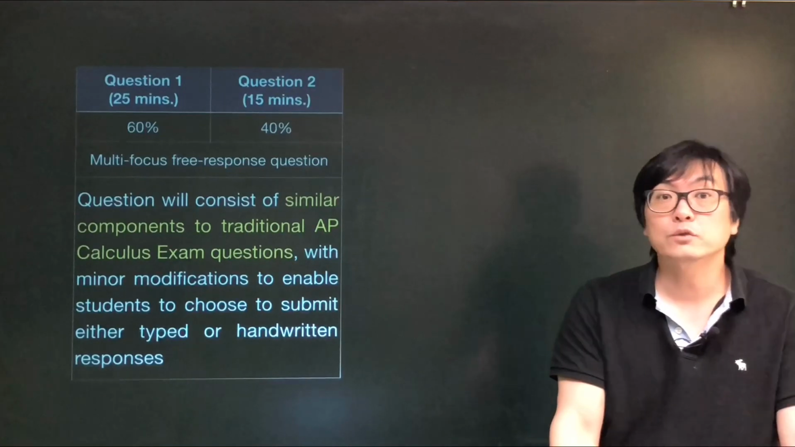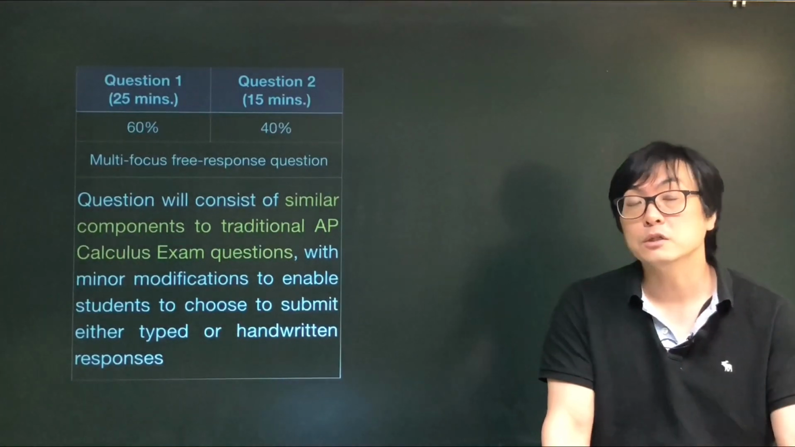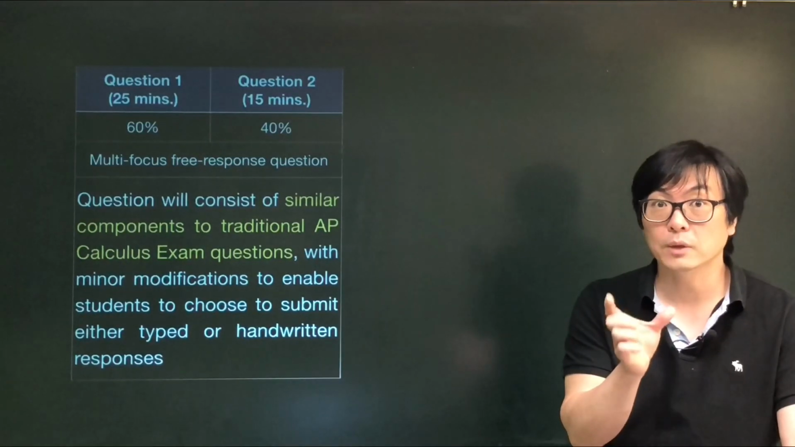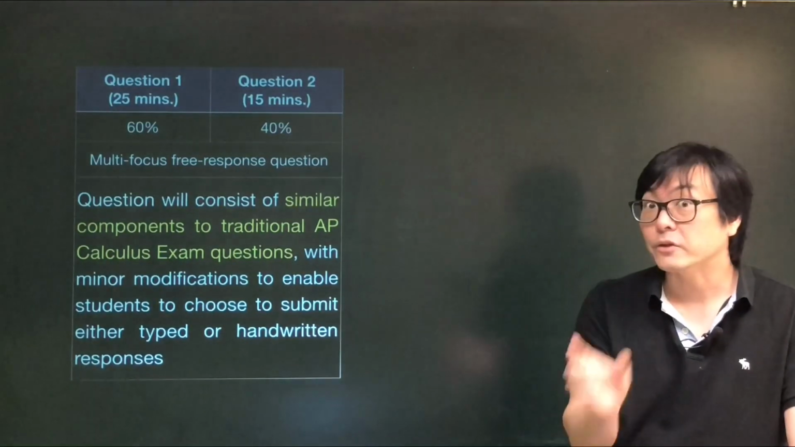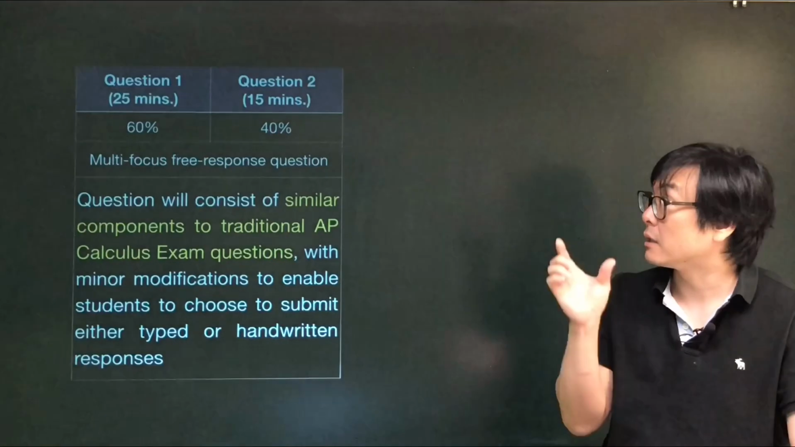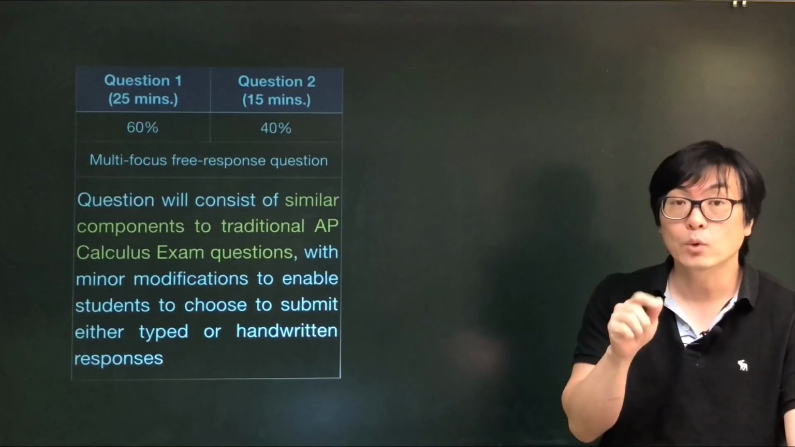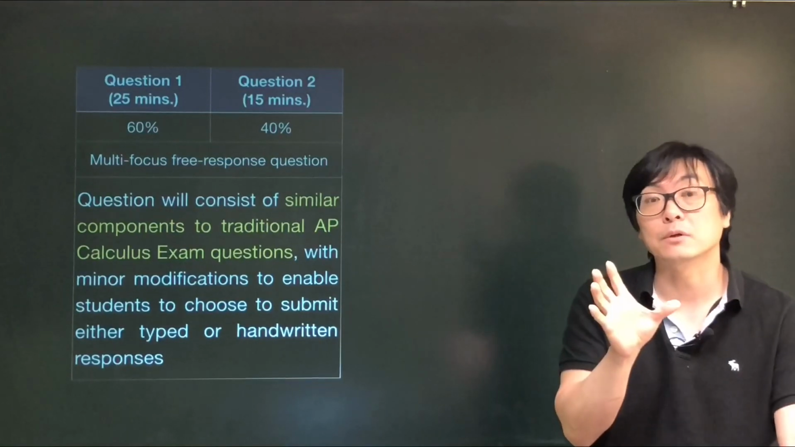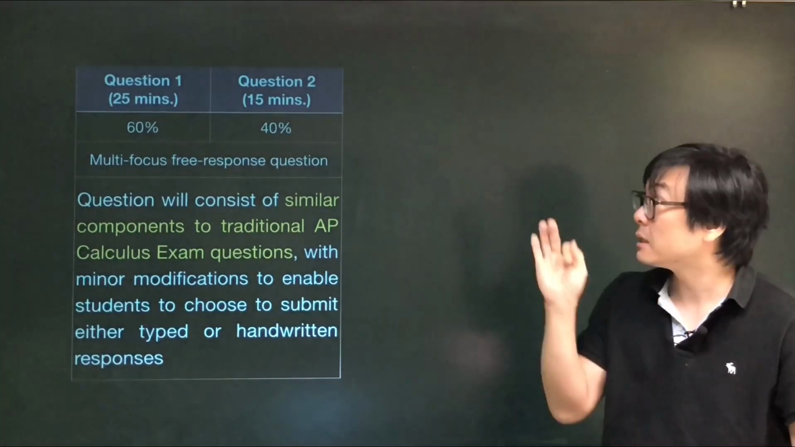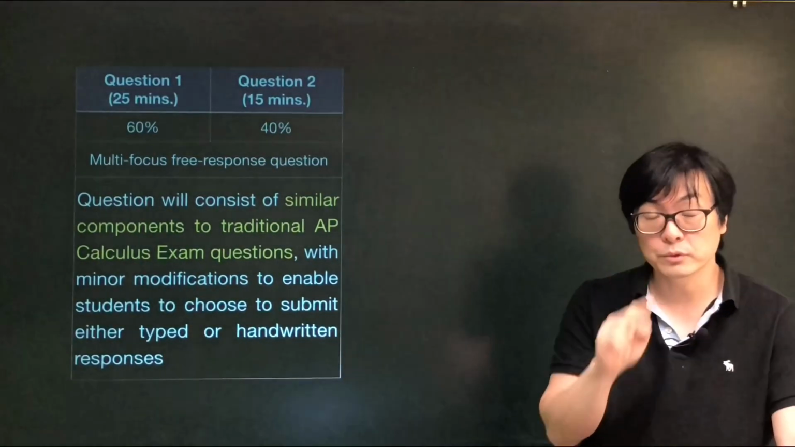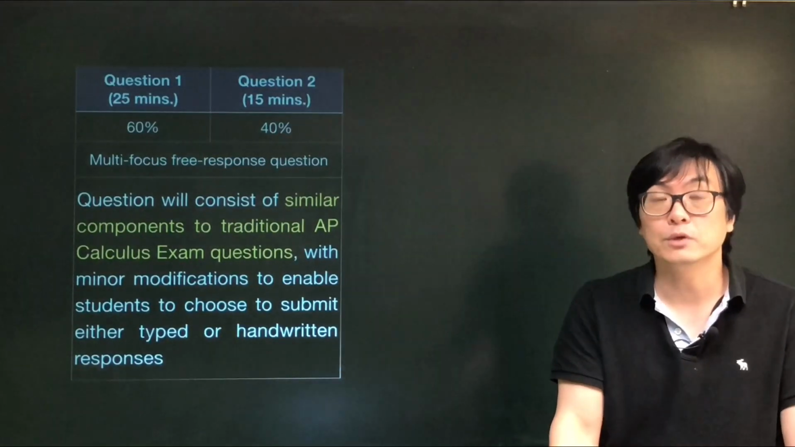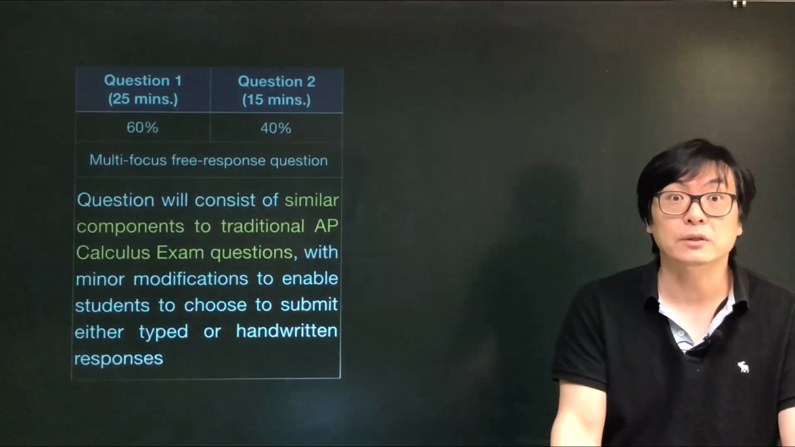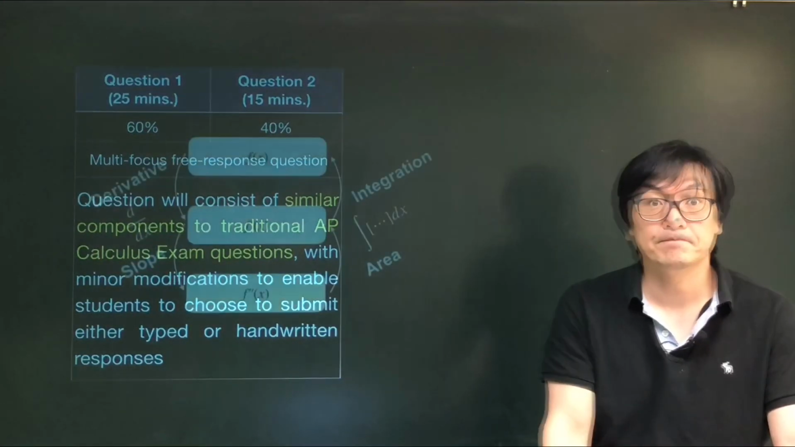According to the latest announcement from the College Board, you will have a timer on your screen when you take the online exam, and the timer actually includes 5 minutes for submitting time. So for question 1, your timer will show a 30-minute limit, and question 2 will show a 20-minute limit. So be careful about the timers during the exam.